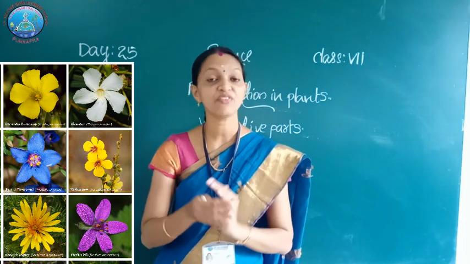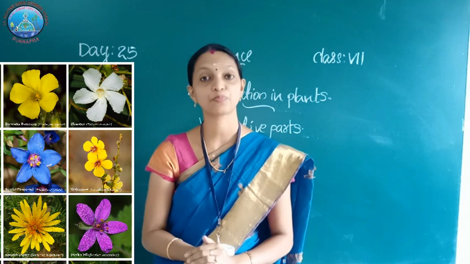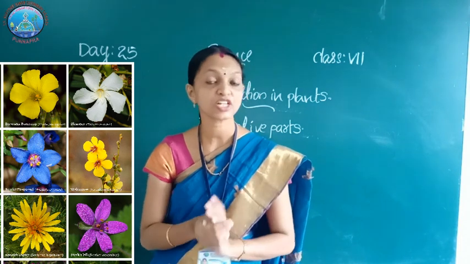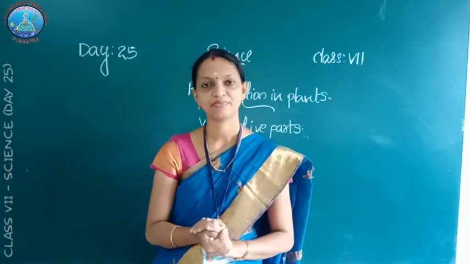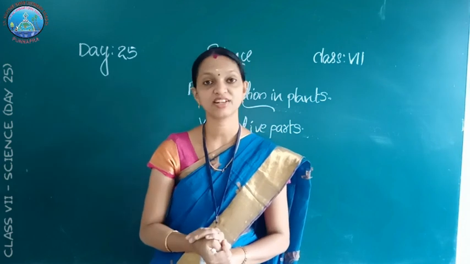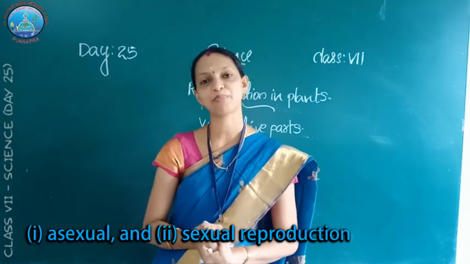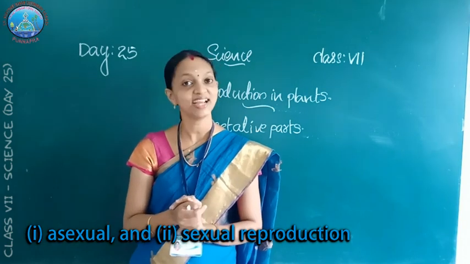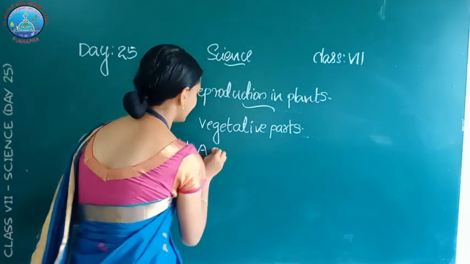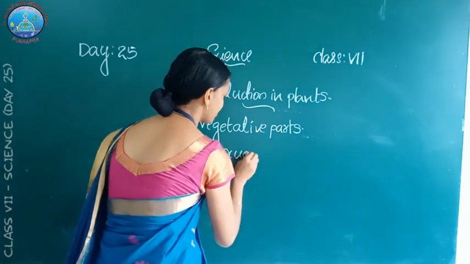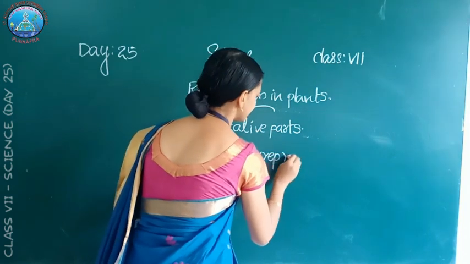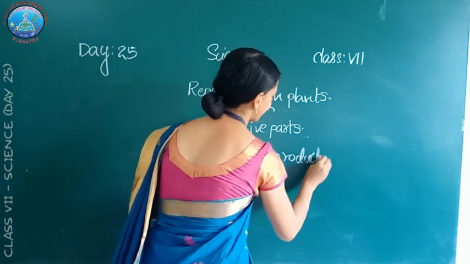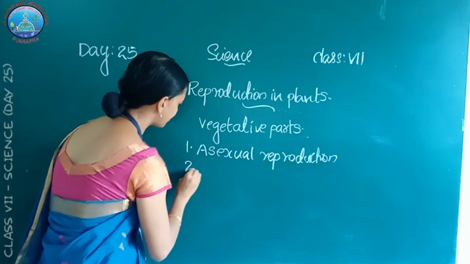There are several ways the plants produce their offspring, and these are categorized into two groups. They are asexual reproduction and sexual reproduction. Once more, asexual reproduction and sexual reproduction.